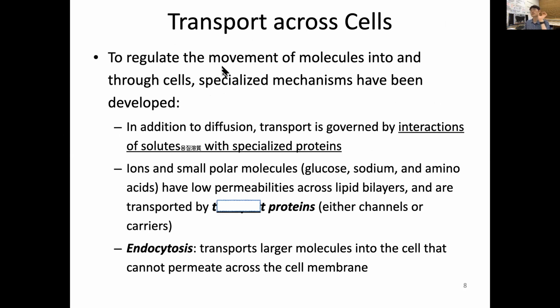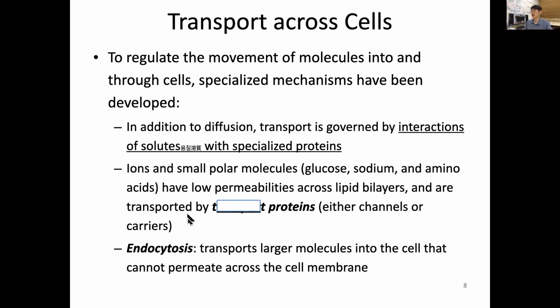To regulate the movement of molecules into and through cells, we need specialized mechanisms. In addition to diffusion, transport is governed by interactions of solutes with specialized proteins. Ions and small polar molecules such as glucose, sodium, and amino acids actually have low permeabilities across lipid bilayers, which have a hydrophilic head, which faces the water, and inside there is a hydrophobic part.